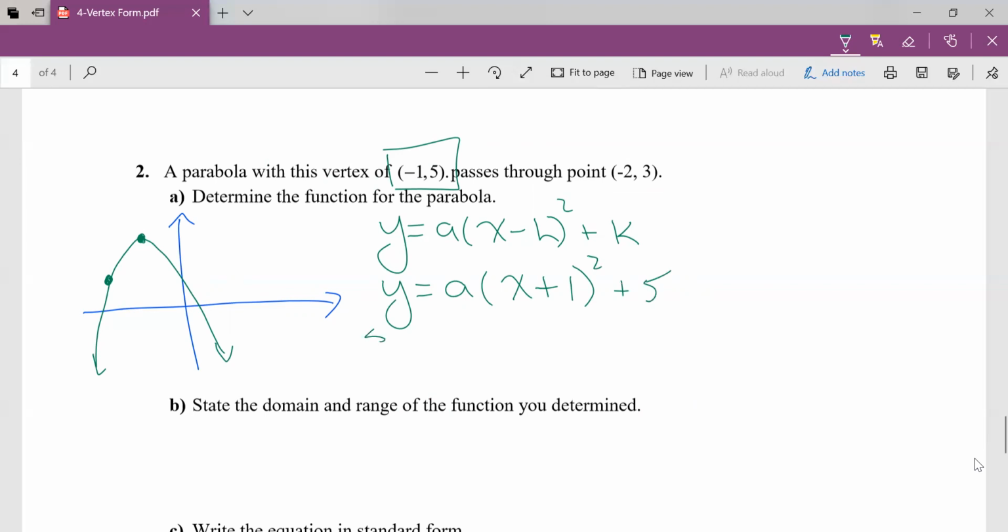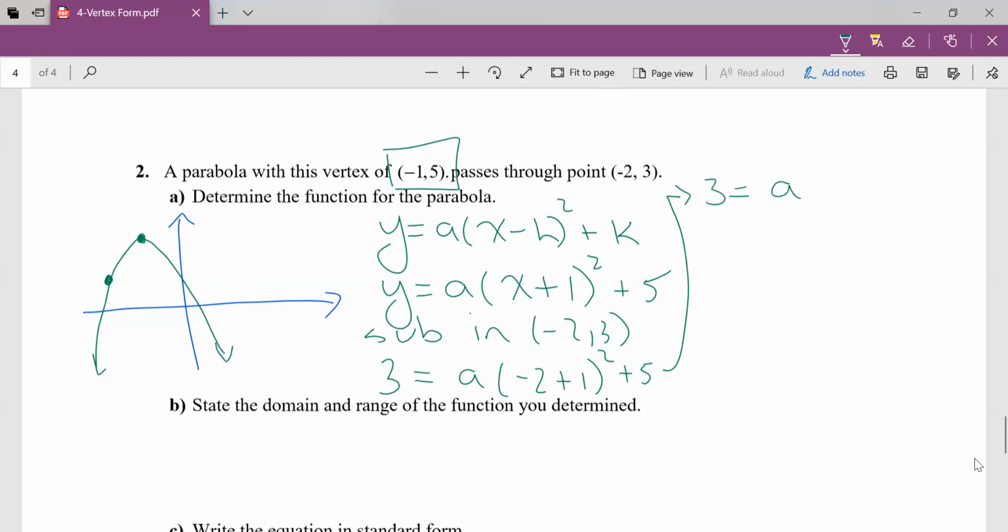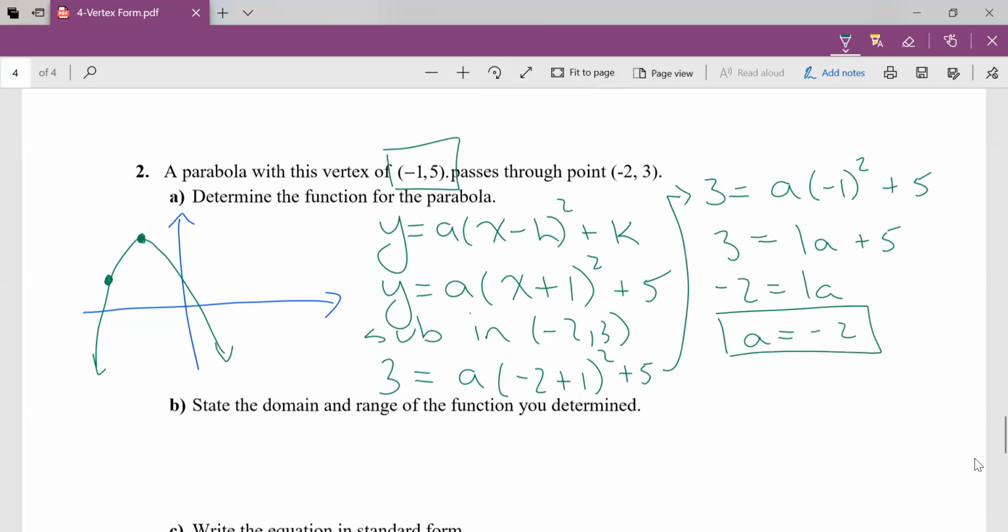Well, the same as in factored form, if we want to find a, we sub in our other point. We sub in -2, 3. So I sub in y is 3, x is -2, just like that. Okay, I've run out of room, so I go back up the page, right? We always go down the page when we're doing math. And all we've got to do is just isolate for a now. Well, -2 minus 1 is -1 squared. -1 squared is +1, so it's 1a plus 5. I'm going to subtract 2, and I now know that a is equal to -2.